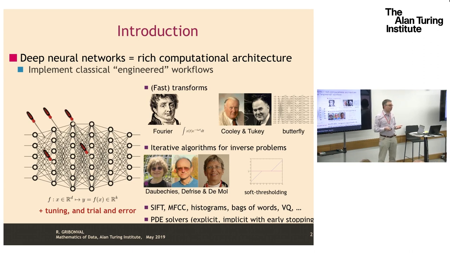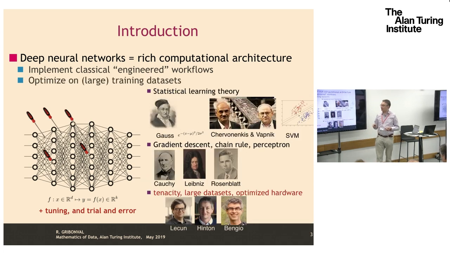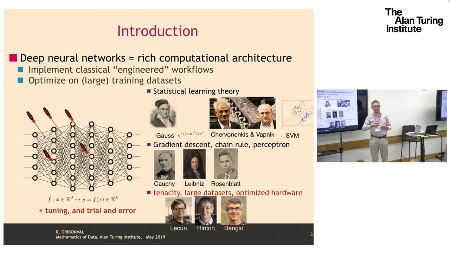So tuning is not something new, but tuning at scale is something that has been made possible not only by the architecture, but also by the availability of large training data sets and large computing resources. So this story of networks really is in line with a long series of works, and what is remarkable is that these Turing awardees, who managed to turn neural networks from a nice concept to something really powerful and with impact, is tenacity, and the fact of working with large data sets and being able to exploit large computational resources.